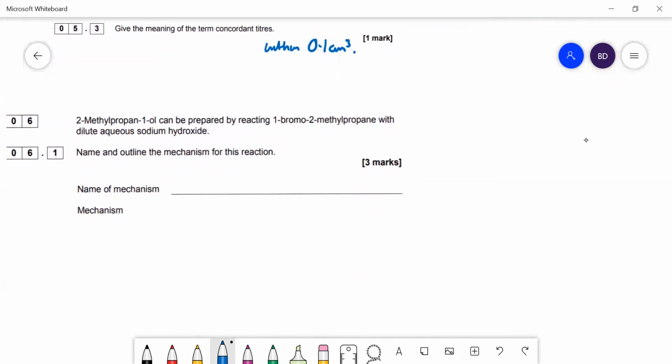2-methyl-propane-1-ol can be prepared by reacting 1-bromo-2-methyl-propane with dilute aqueous sodium hydroxide. Name and outline a mechanism for this reaction. Well, let's first draw the starting material, and then do the mechanism. 1-bromo-2-methyl-propane. So we want 3 carbons in a row with a CH3 on carbon number 2 and a Br on carbon number 1. Let's write this one as a CH3.